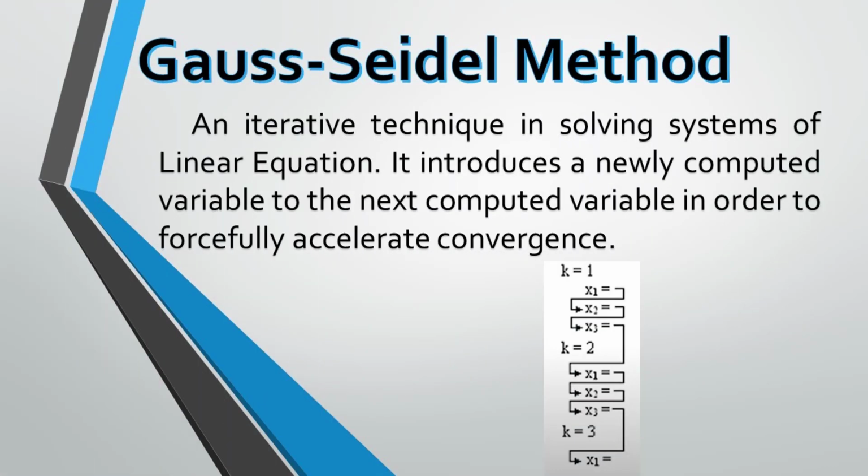Let's move to our second topic, which is the Gauss-Seidel method. This is an iterative technique in solving systems of linear equations. It introduces a newly computed variable to the next computed variable rather than waiting for the next iteration in order to accelerate convergence, thereby improving the set of computed variables for the next iteration. This is the graphical substitution process.